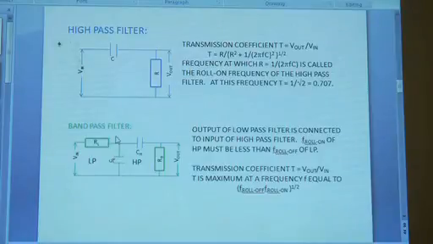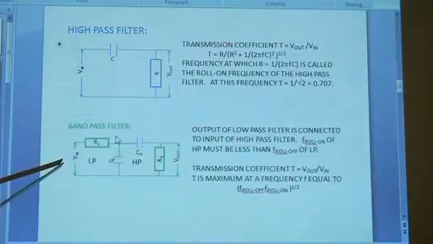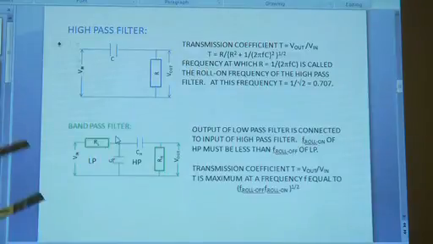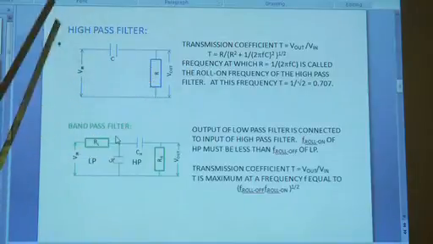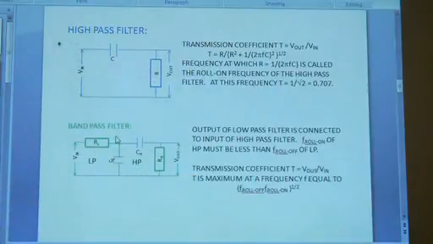The transmission coefficient, V output here divided by V input here, is a maximum at a frequency f, which is the square root of f roll off into f roll on.